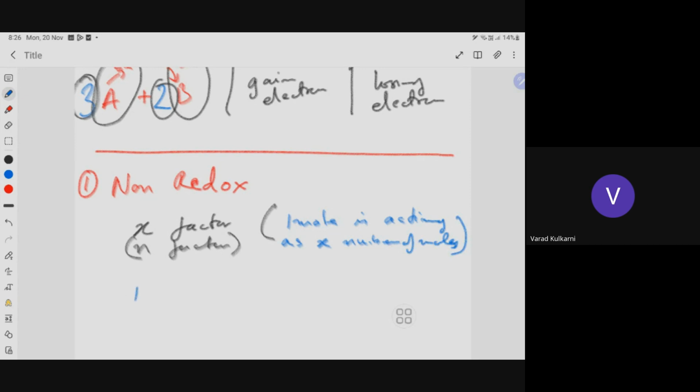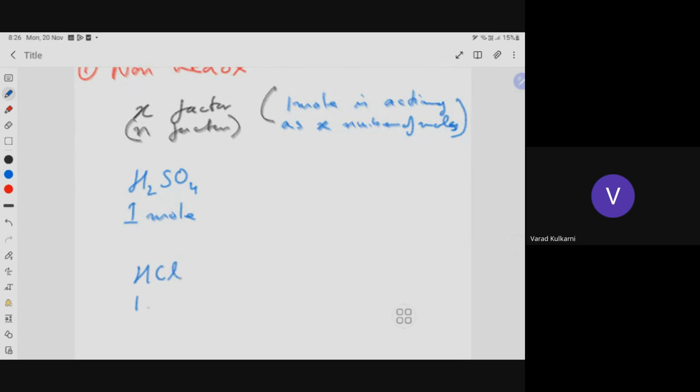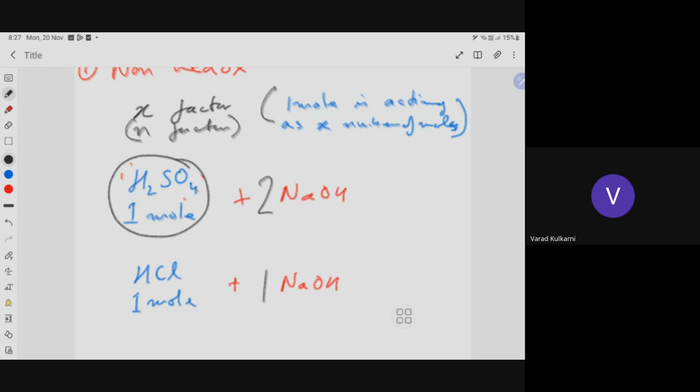So I'll explain this. Like I have H2SO4. I have one mole of it. I have HCl. I have one mole of it. Okay, both are one mole. I'll call them sulfuric acid and hydrochloric acid, so I don't know the formula and all. When I react with NaOH, and I react this also with the same species, NaOH, H2SO4 is going to consume how many NaOH? Two. One H2SO4 is going to consume two, right? Wherein one HCl is going to consume only one, right? So one H2SO4 is acting as if it is two acids, right?